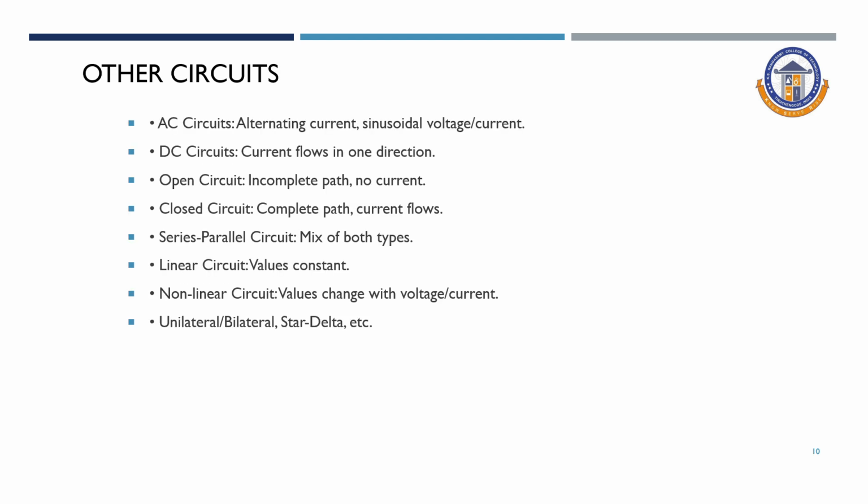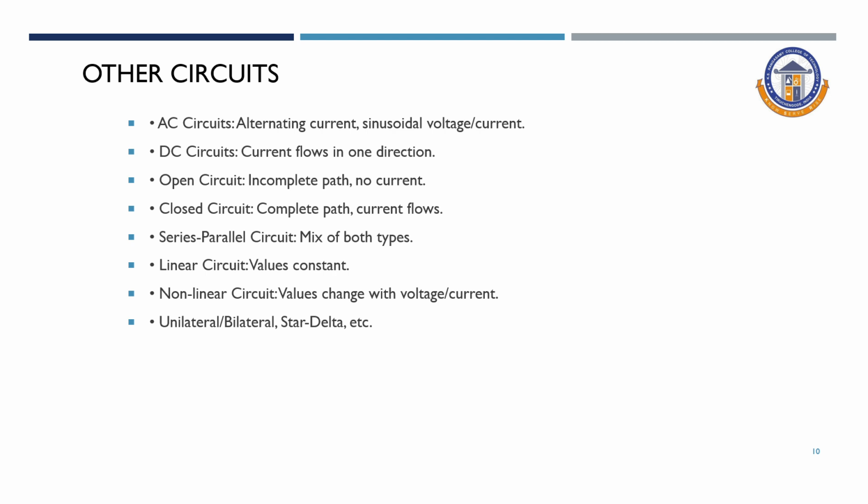Other circuits: AC circuit, alternating current, with sinusoidal voltage or current. DC circuits, where current flows in only one direction. An open circuit is nothing but a disconnection in any of the paths, so there is no current flow in an open circuit. A closed circuit is a complete path, and current flows in the circuit.